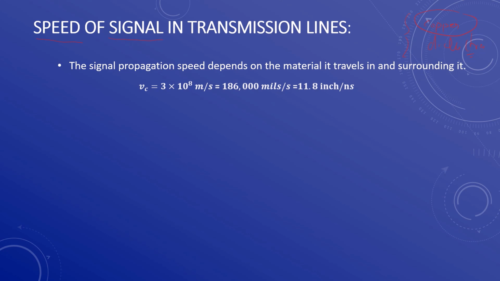In order to derive the formula for signal propagation speed, we need to check the speed of light. So Vc is termed here as speed of light, that is 3 into 10 raised to the power 8 meters per second. And what we have done here is we have just converted it into inches per nanosecond. We have done our mathematics and converted 3 into 10 raised to the power 8 meters per second into inches per nanosecond, which comes around 12 inches per nanosecond.